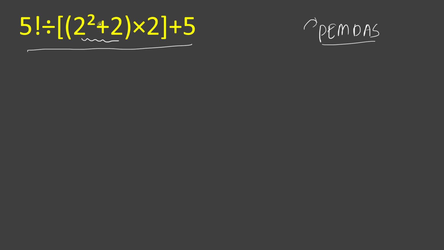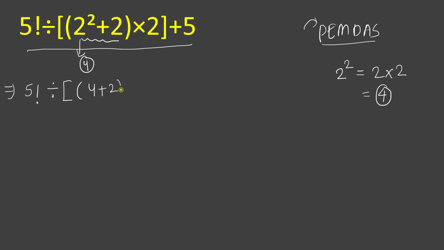And as we can see, we have an exponent, which is 2 square, and 2 square is nothing but 2 times 2, and 2 times 2 will give us 4. So we can simply write 4 in place of this 2 square. So we will rewrite 5 factorial divided by 4 plus 2 times 2 plus 5.